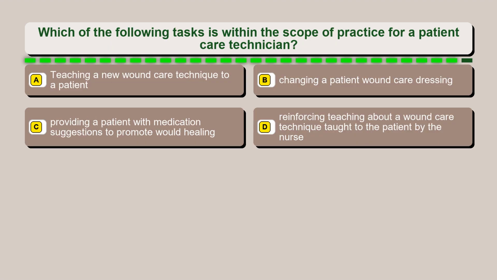Question 61. Which of the following tasks is within the scope of practice for a patient care technician? Option A, teaching a new wound care technique to a patient. Option B, changing a patient wound care dressing. Option C, providing a patient with medication suggestions to promote wound healing. Option D, reinforcing teaching about a wound care technique taught to the patient by the nurse.